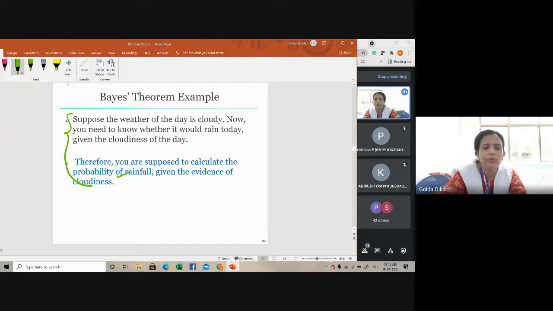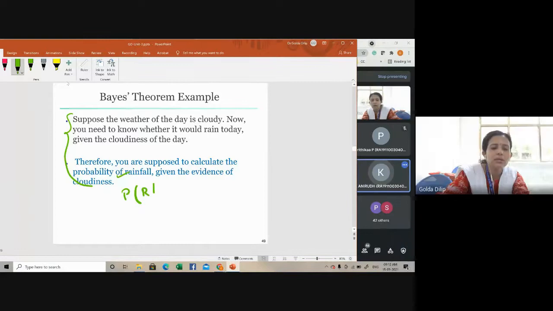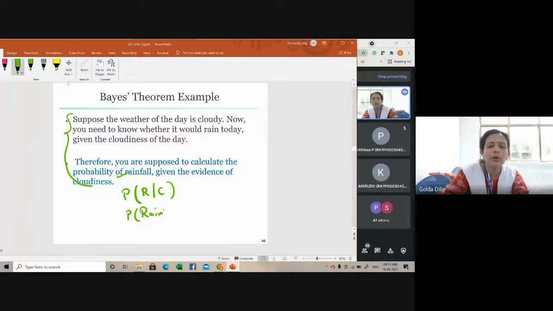What is the conditional probability for this? Probability of rainfall given the evidence of cloud. Means how will I write it? P of rain given cloudiness. That's it. Probability of rainfall given cloudiness.